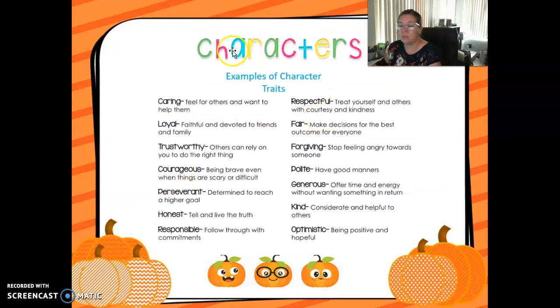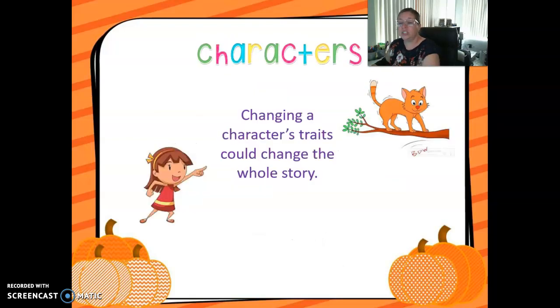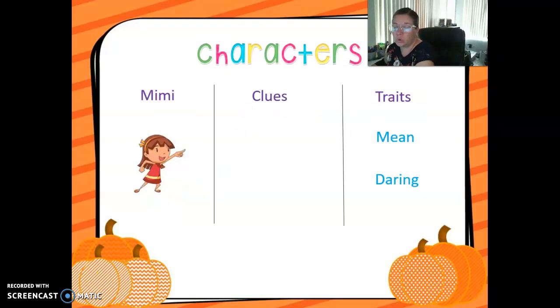So here are some examples of character traits: caring, loyal, trustworthy, courageous, perseverant, honest, responsible, optimistic, kind, generous, polite, forgiving, fair, respectful. These are all different examples. And like I said, the author may not say he was very trustworthy and courageous. They might have them do something that shows that they're courageous or trustworthy, right? So like I said, changing their trait can change the whole story.